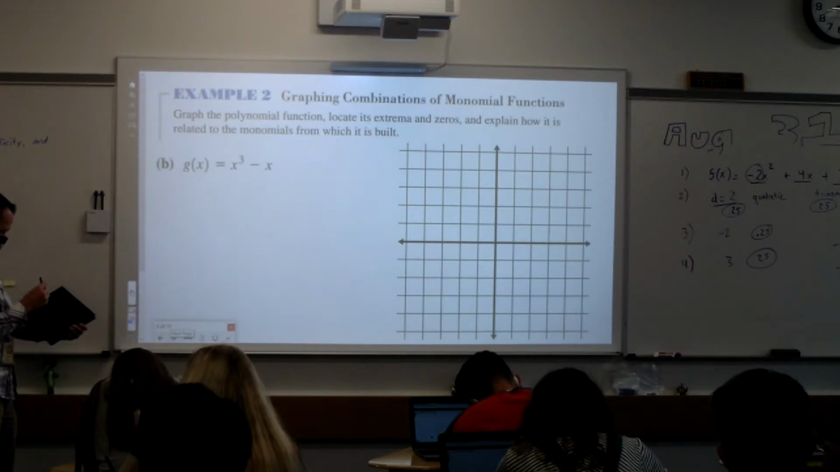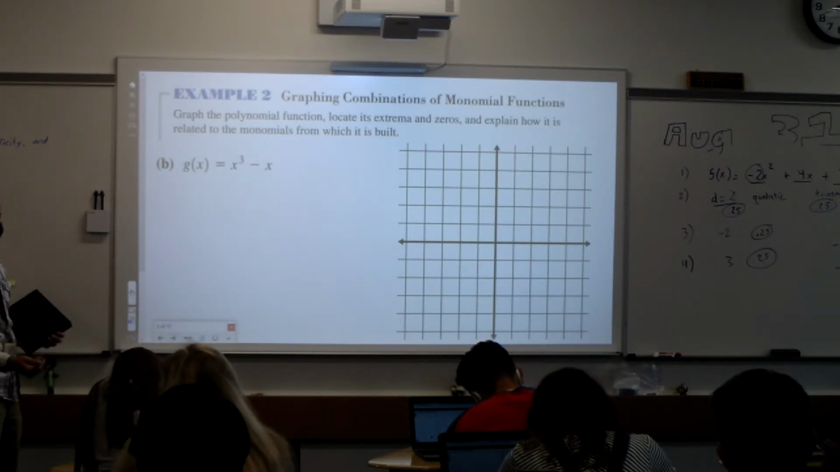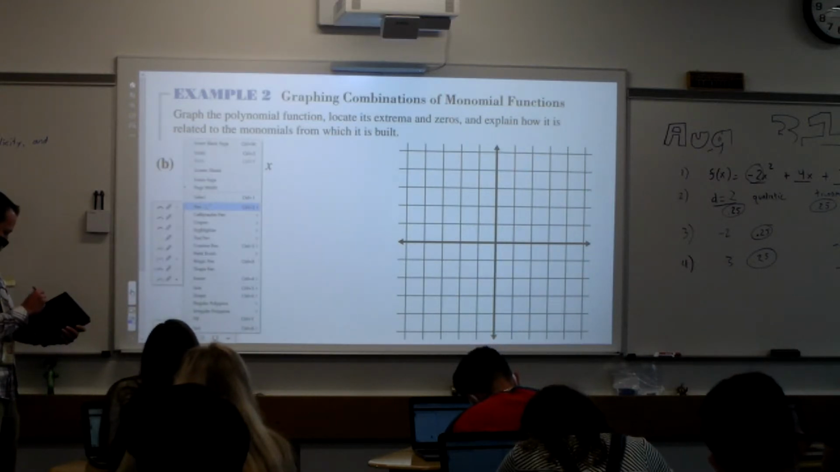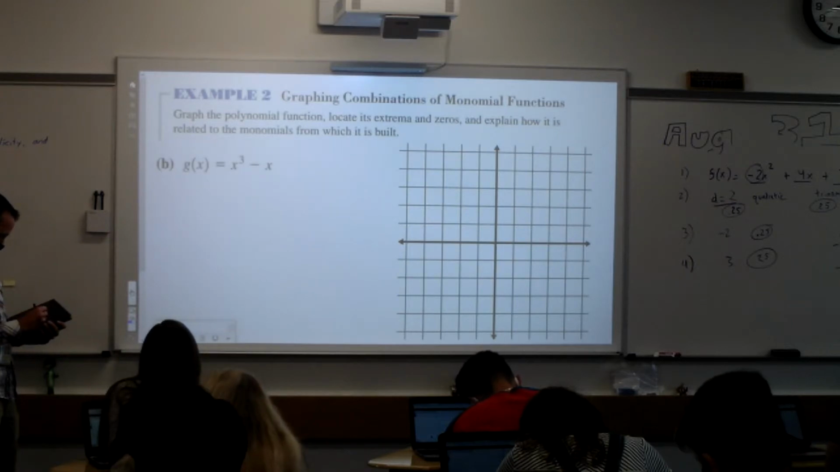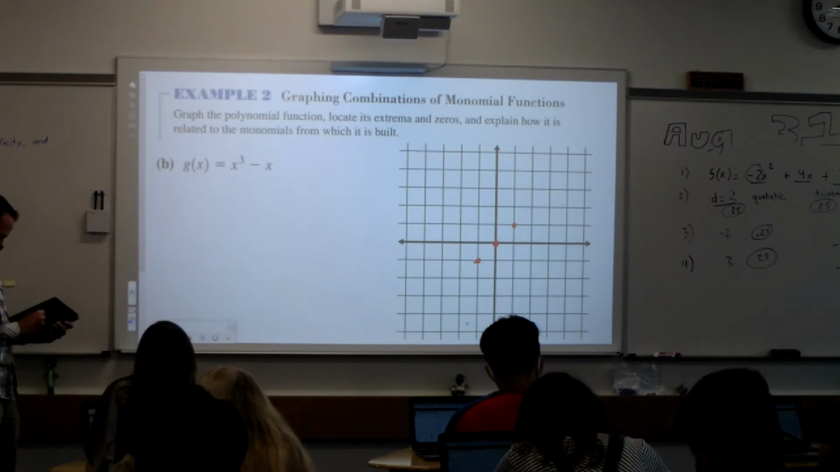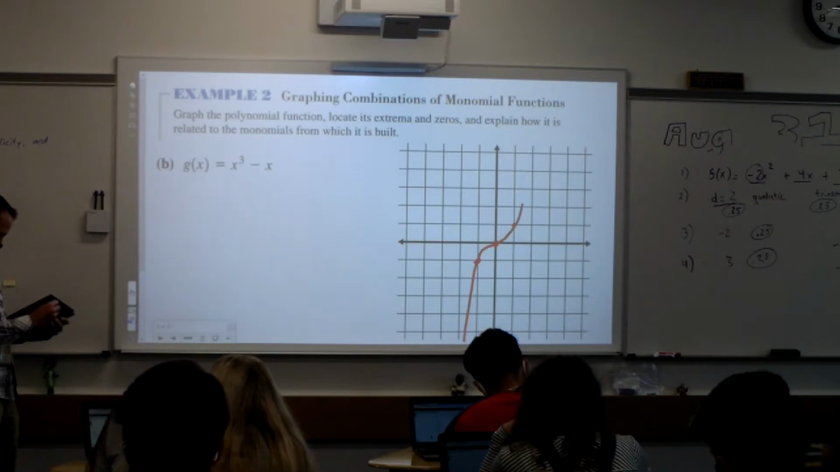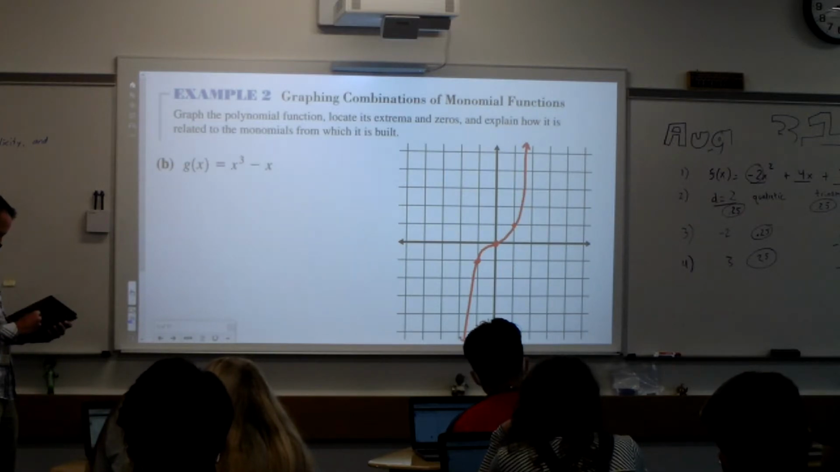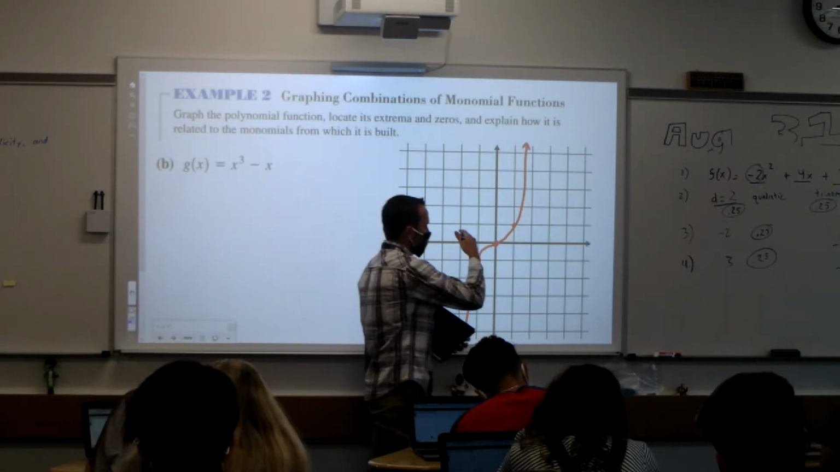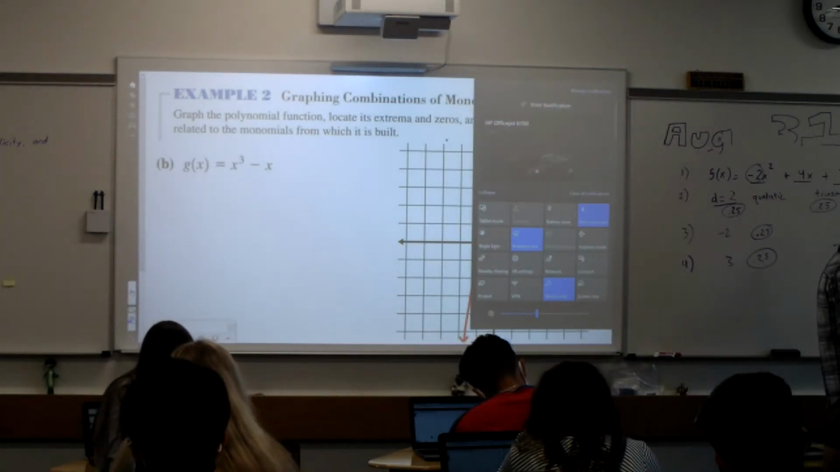How is this one different? Instead of plus x, it's minus x. Well, let's just do the same thing we did before. Let's start with our parent function x cubed. By the way, what's a negative times a negative times a negative? Is that going to be a positive or a negative? Negative. That's why over on this left side it's still negative because it's cubed. Here's our parent function. I want you to graph it on Desmos. How is it different?